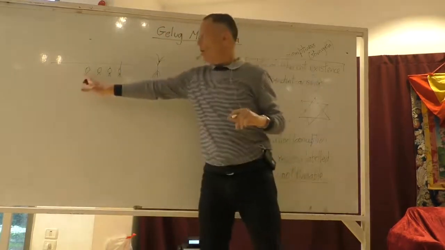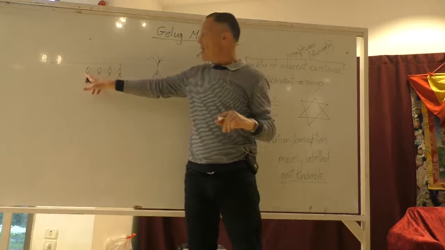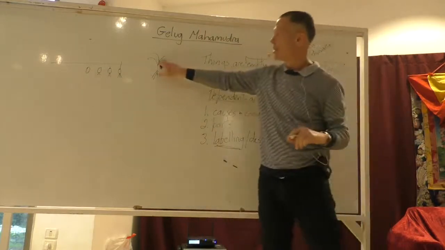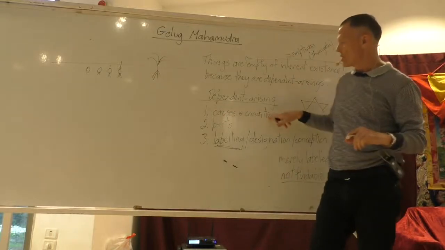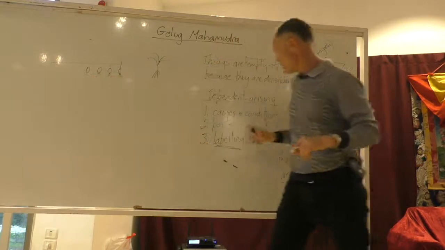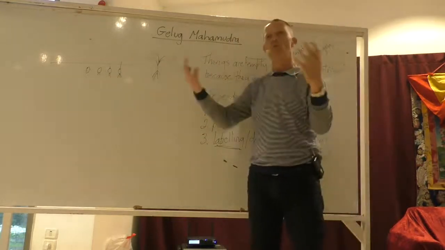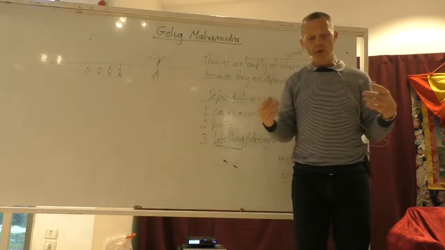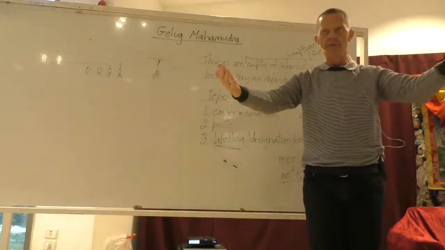So this is a timeline, this is a seed, and this is the plant that it produces. So we say that the plant exists depending on causes and conditions. The underlying cause is the seed, and the conditions are the soil, sunlight, water, and so forth. Now, we believe things exist independent of us.